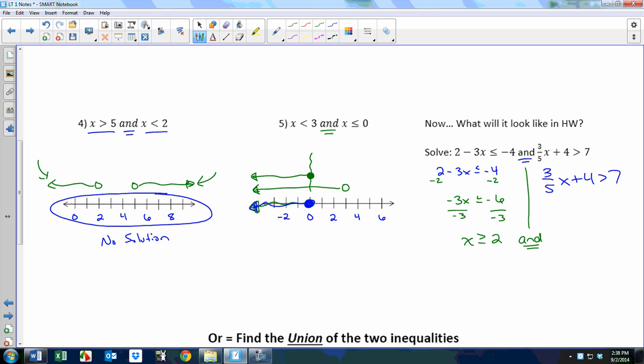And then I like to get rid of fractions in my first step, so I'm going to multiply everything in this entire problem times 5, the denominator of the fraction. 5 times 3/5 is 3.